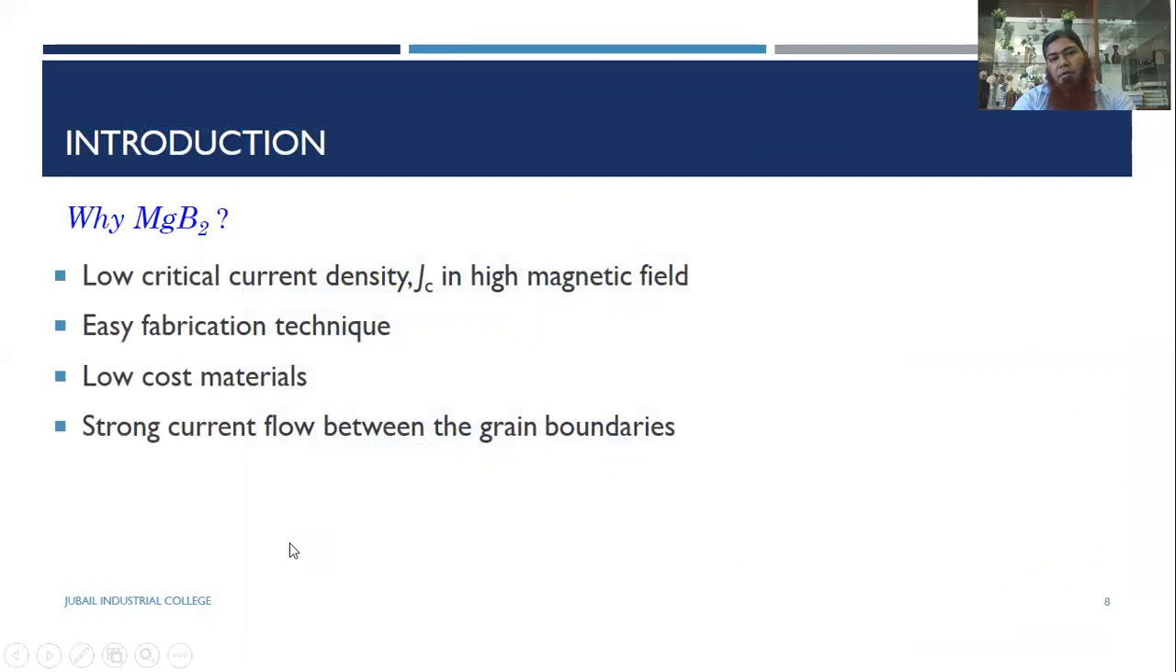So why have we chosen magnesium diboride, MgB2? It has properties like a low critical current density in high magnetic field, the synthesis method is very easy, and it is a very low cost material. Magnesium and boron are both low cost materials, and it has a strong current flow between the grain boundaries. That's why we have chosen the MgB2 superconductor in this study.